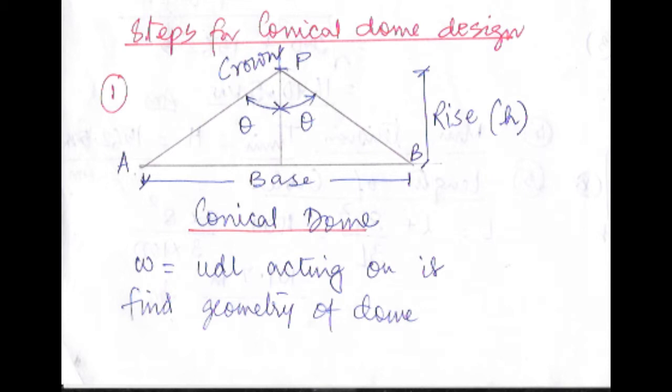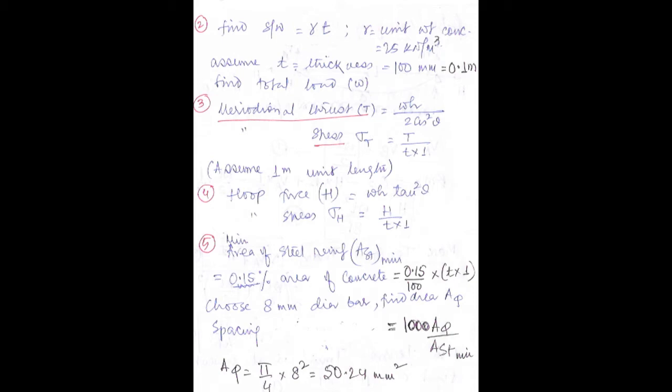Now P is the crown, and this angle 2 theta is called the vertex angle, or theta is the semi-vertex angle. The rise is shown as capital H and the base is AB. So this is a conical dome, and here small w is the UDL acting on the conical dome. So the first step, we have to find the geometry of the dome. In step number 2, we will find the self weight, that is gamma into T, where gamma is the unit weight of concrete.